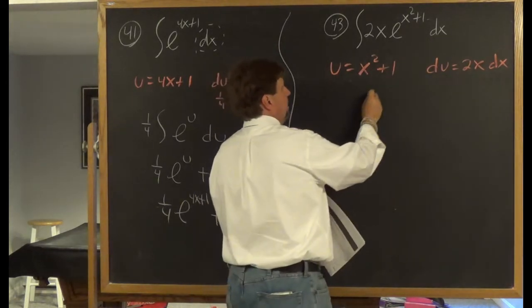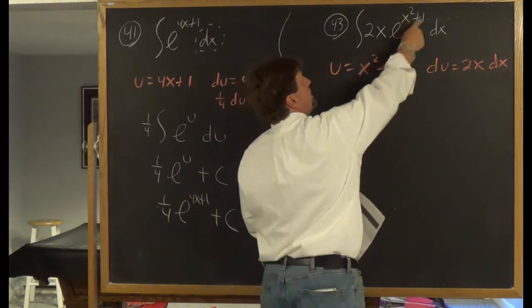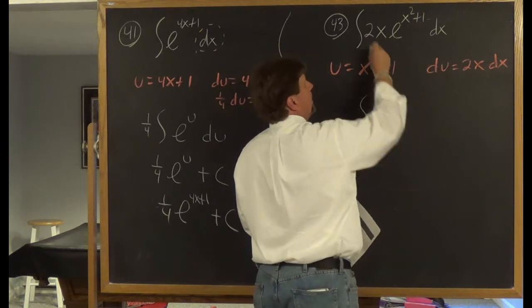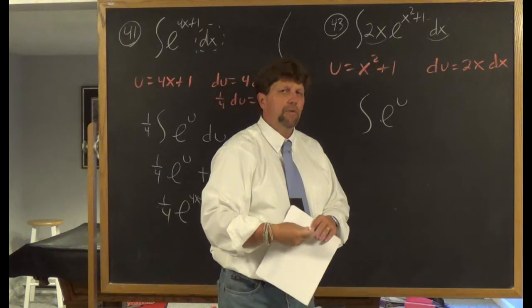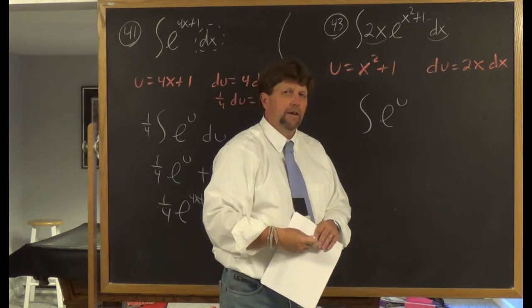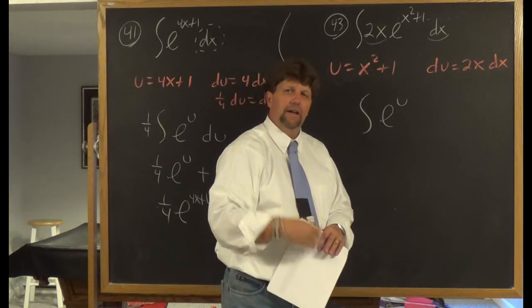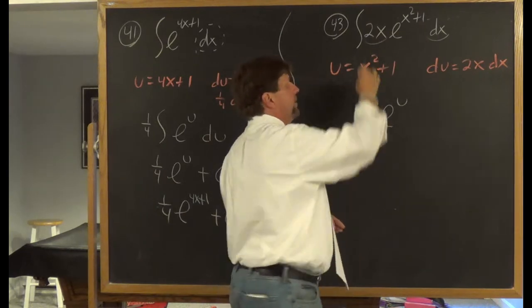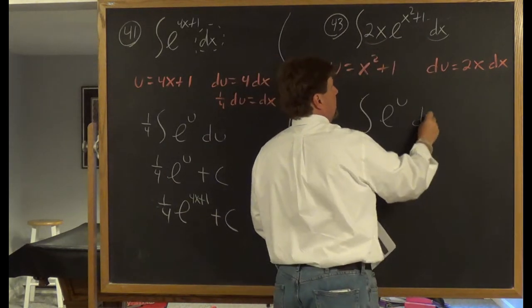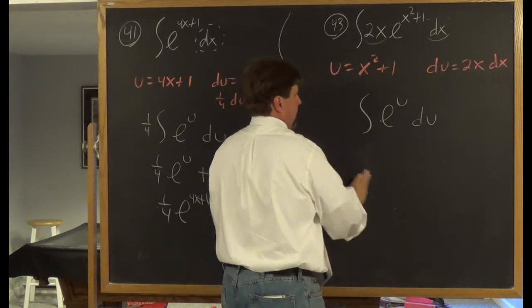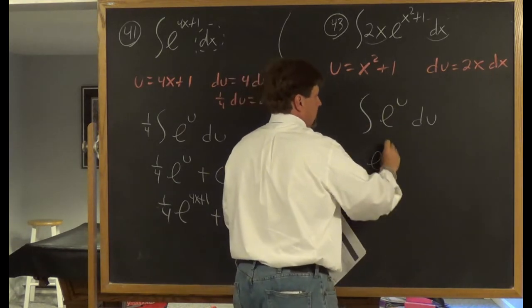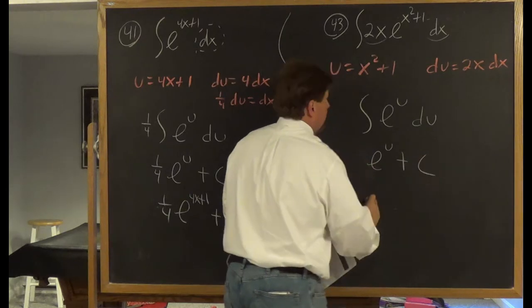Substitute in. Take care of the u. It's e to the u. Then your 2x dx, so nice when du takes care of that. There's no massaging necessary. So substitute du in for the 2x dx. The antiderivative of e to the u is just e to the u plus c.